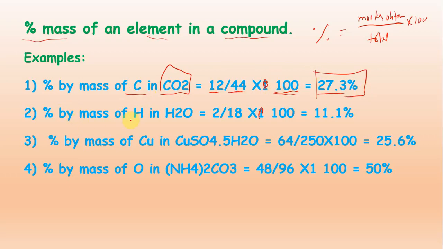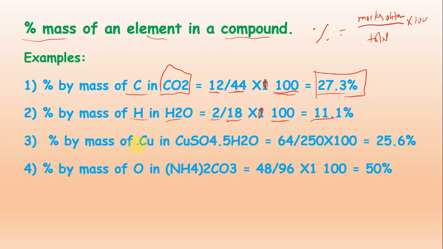Same, percentage by mass of hydrogen in water. What is the percentage by mass of hydrogen? That is 2, water, that is 18, and then multiply by 100. We will get 11.1 answer, 11.1 percentage.